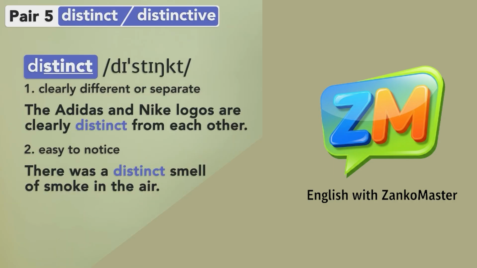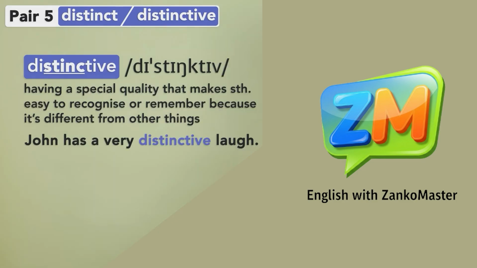All right, the next pair is distinct and distinctive. Distinct means clearly different or separate. For example, the Adidas and Nike logos are clearly distinct from each other. They are clearly different from one another. Distinct also means easy to notice. For example, there was a distinct smell of smoke in the air. I could easily smell it.